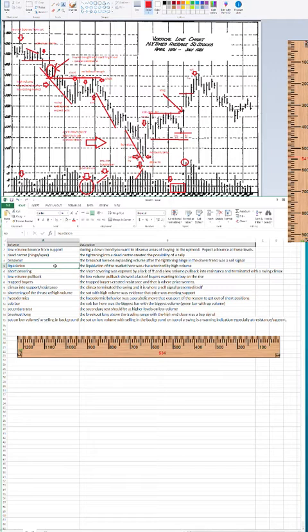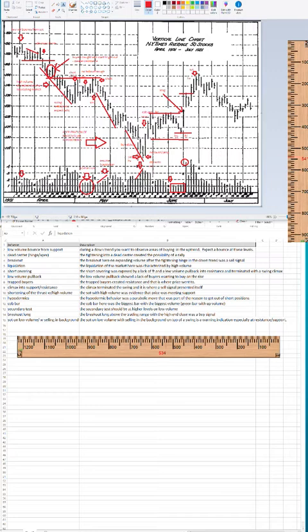Okay, second is the concept of a liquidating market. The liquidation of the market here was characterized by high volume. As you can see here, the market liquidated and price volume was increasing. So this is the characteristic of a liquidating market.